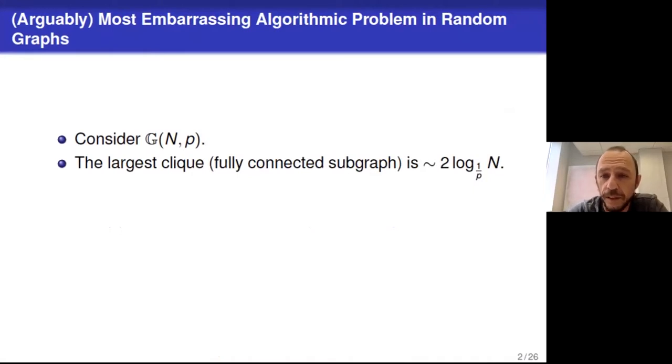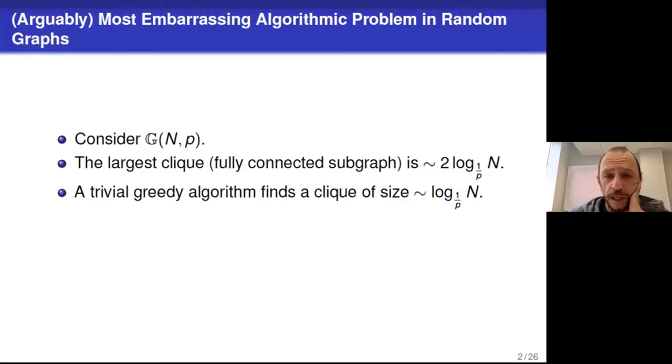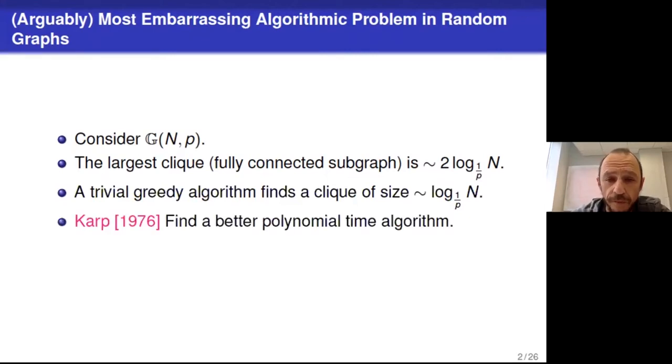And it's well known that this has a size approximately twice the logarithm with the right base 1 over p of n, and that's an existential result. What about algorithmic results? What can be said about trying to find the large clique by algorithmic polynomial time means? There is a trivial greedy algorithm that finds a clique of size half of that. And unfortunately, nothing better is known. This was posed as an open problem by Karp many years ago. And this is still open.